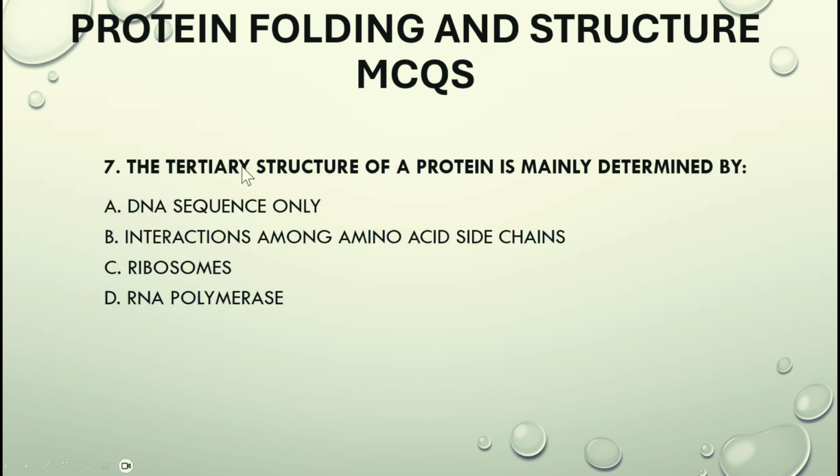Number 7. The tertiary structure of a protein is mainly determined by A. DNA sequence only, B. Interaction among amino acid side chains, C. Ribosomes, D. RNA polymerase. The correct option is B. Interaction between amino acid side chains. Are we together? Now I want you to understand that hydrophobic interaction, ionic bonds, hydrogen bonds, and even disulfide bridges, what they do is that they stabilize tertiary structures.